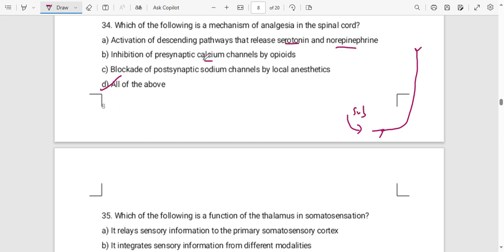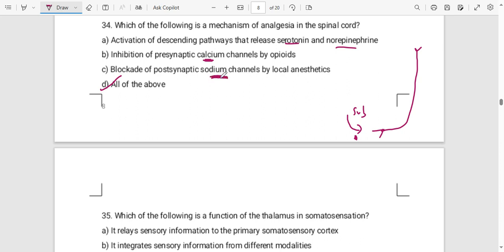Inhibition of presynaptic calcium. If you inhibit calcium from the presynaptic nerve, calcium is involved in the release of neurotransmitters, including those that are going to help in pain sensation. So if you inhibit these, you're not releasing neurotransmitters, so an action potential is not sent to be able to feel the pain. C, blockade of postsynaptic sodium.